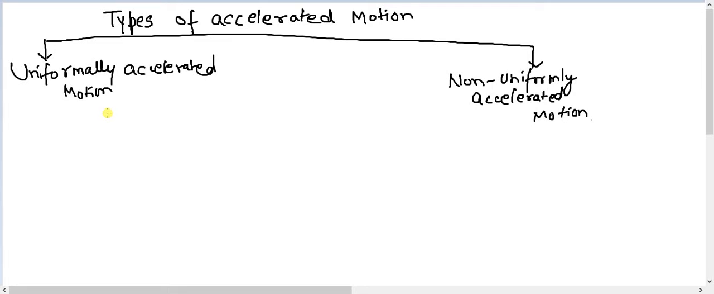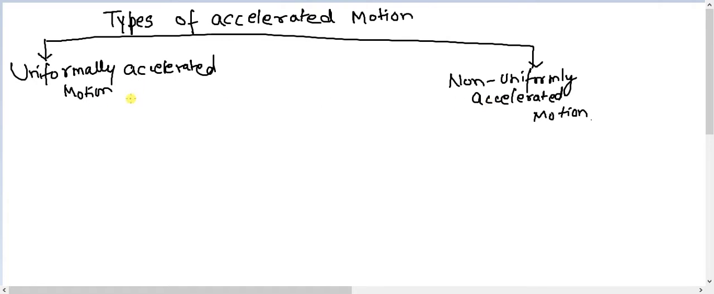Today we'll be studying about types of accelerated motion. As we know, accelerated motion is of two types. First is uniformly accelerated motion. Another one is non-uniformly accelerated motion.